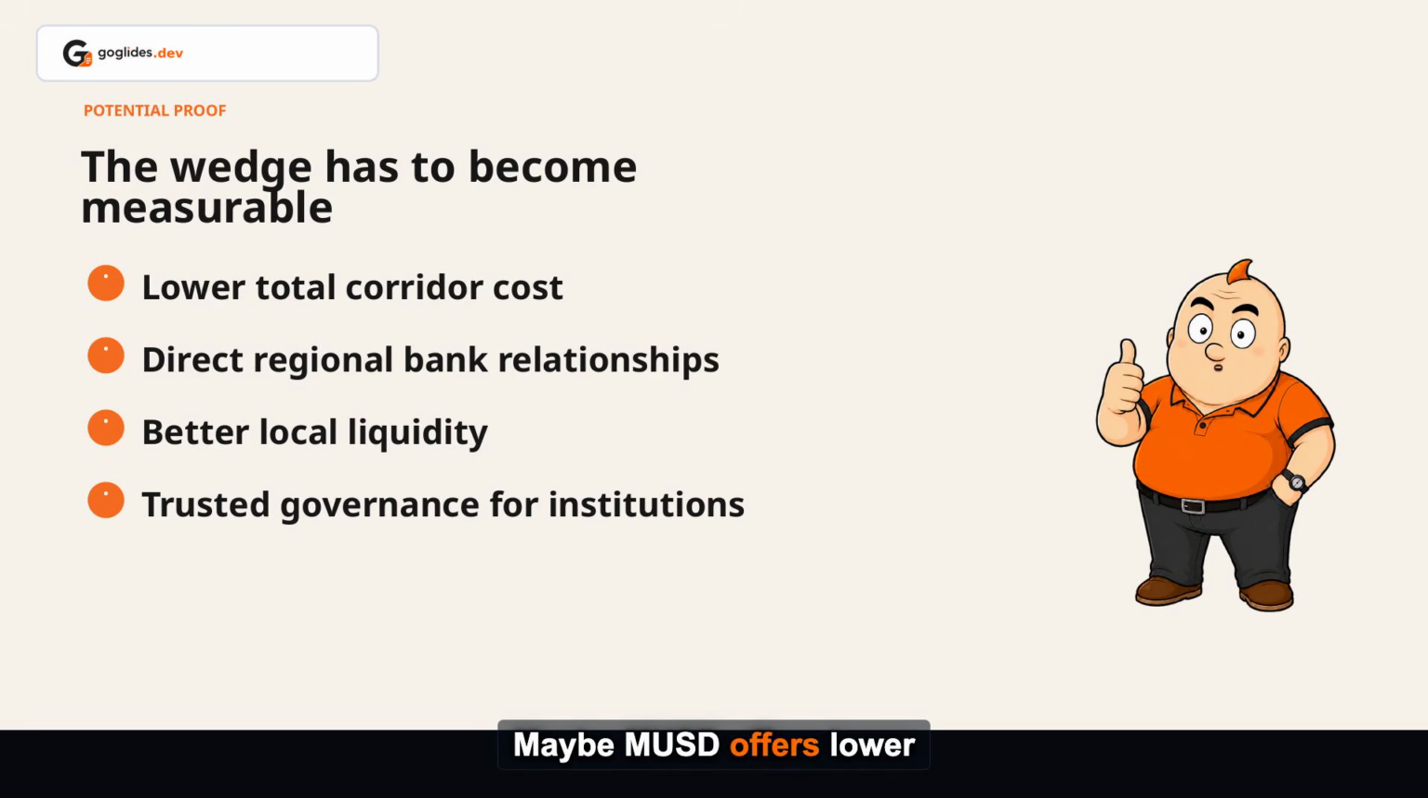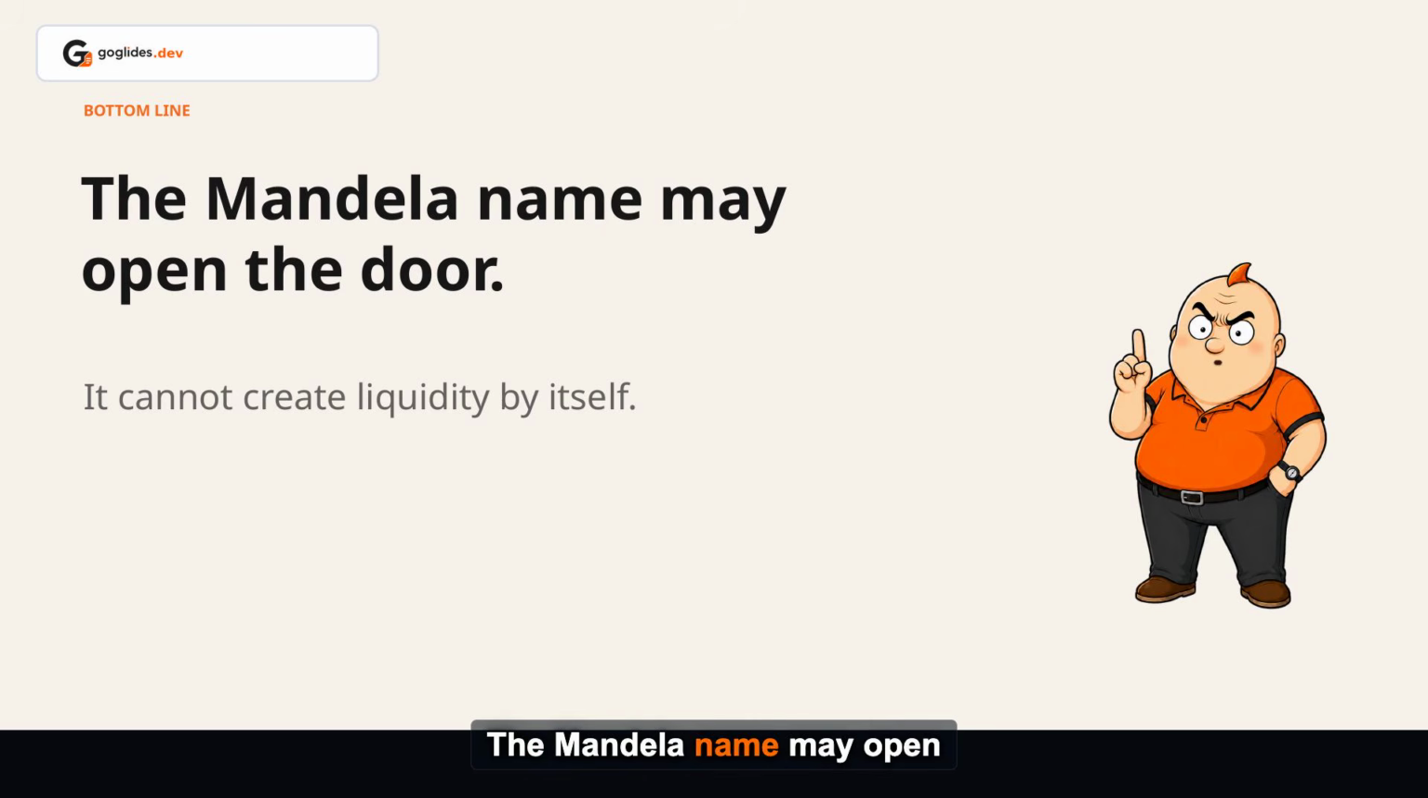Maybe MUSD offers lower total corridor costs. Maybe it builds direct relationships with regional banks and governments. Maybe it provides better local liquidity. Maybe the governance structure and social mission attract institutions that would not support a normal commercial stablecoin, but those advantages still need to be demonstrated. The Mandela name may open the door. It cannot create liquidity by itself.